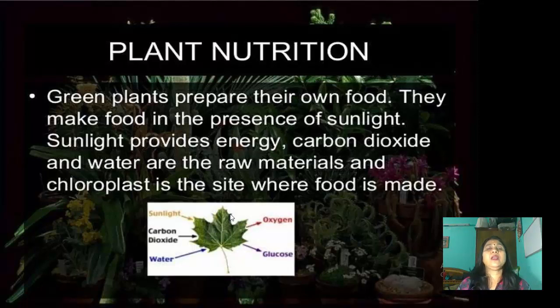That means green plants make their own food with the help of carbon dioxide and water. The reaction takes place between carbon dioxide and water, but this reaction takes place in the presence of sunlight and chlorophyll. And each of these, sunlight and chlorophyll, has a proper role to play in the process of photosynthesis.